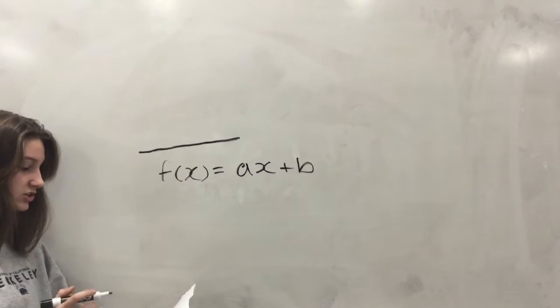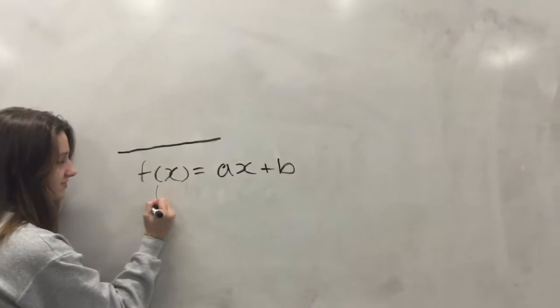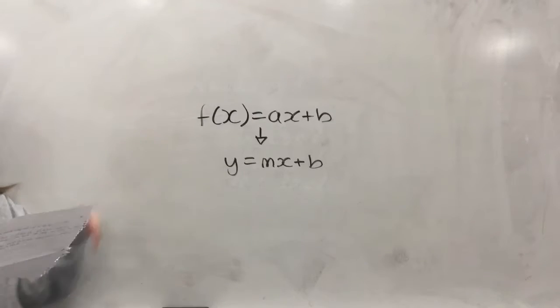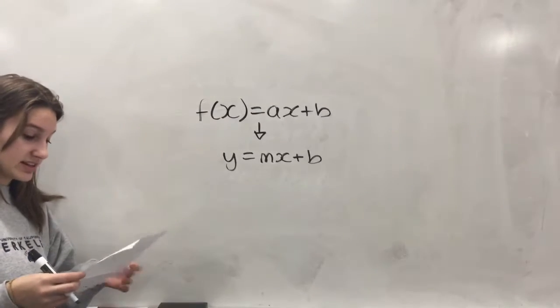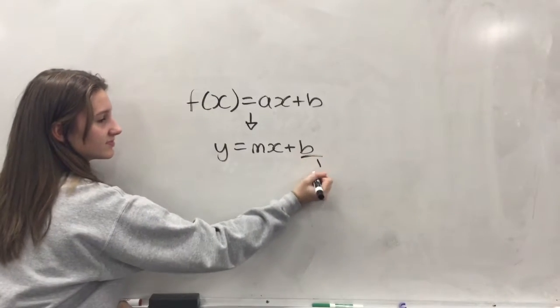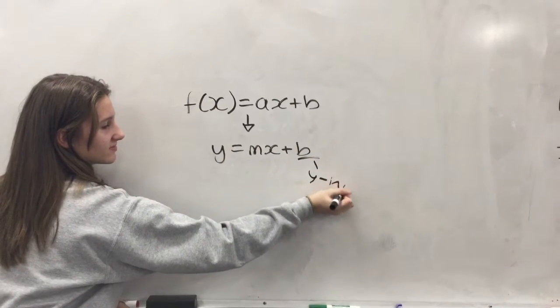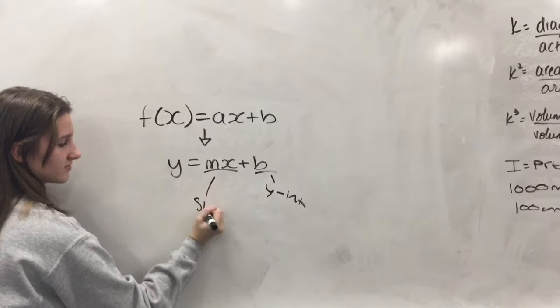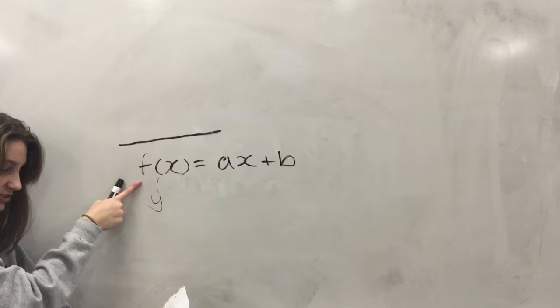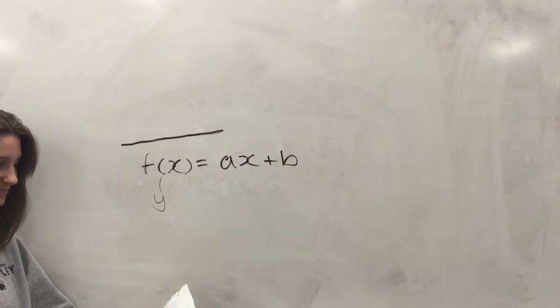F of x is also considered y, so some of you might know this also as the form of y equals mx plus b. Ax or mx is the slope and b is the y-intercept. But we write it in this form to show that it is a function.